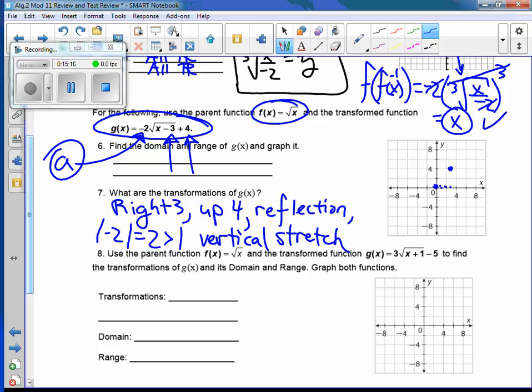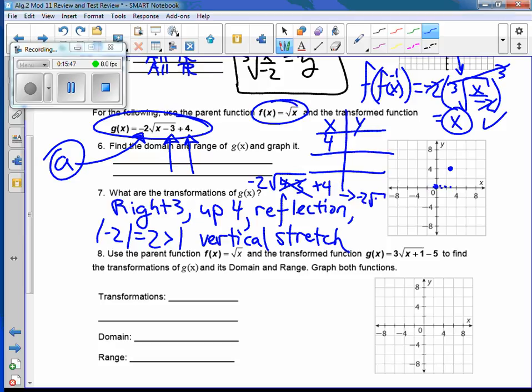Now it says that we have a vertical stretch and a reflection. Now we can always just plug in some points and find out what the other ones are. Or like I said, feel free to use your calculator if you want to. There's nothing wrong with it. All right, and so let's see. I'm going to pick 4. So if I plug in 4 into that function, I would get the square root of 4 minus 3 plus 4. And the square root of, well, 4 minus 3 is going to be 1. So negative 2 times the square root of 1 plus 4. Square root of 1 is 1, and 1 times negative 2 is negative 2, plus 4 is 2. So we get 4 comma 2.